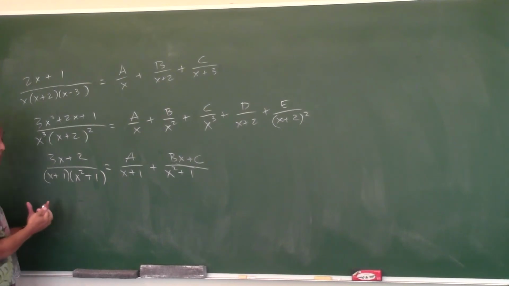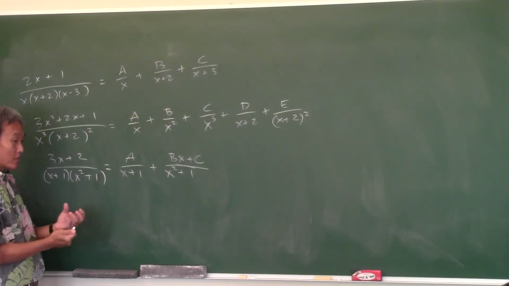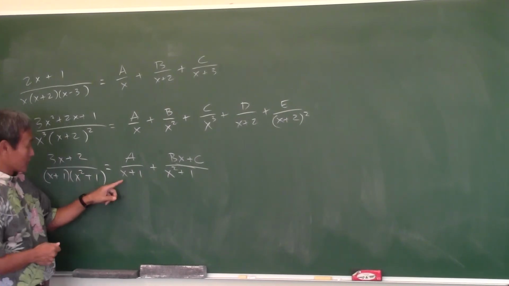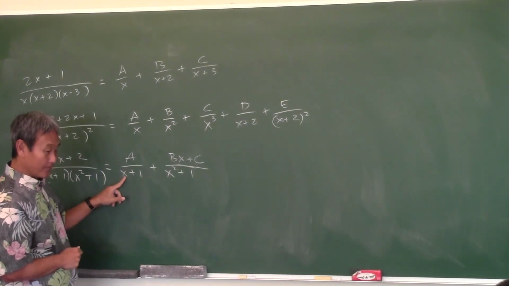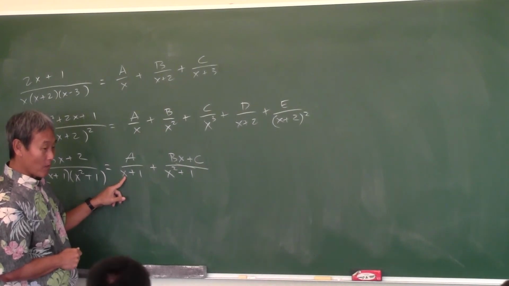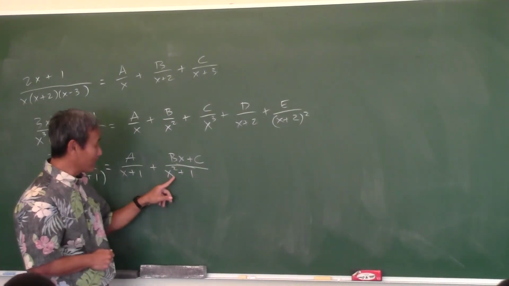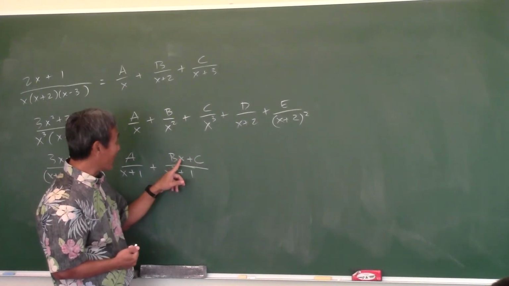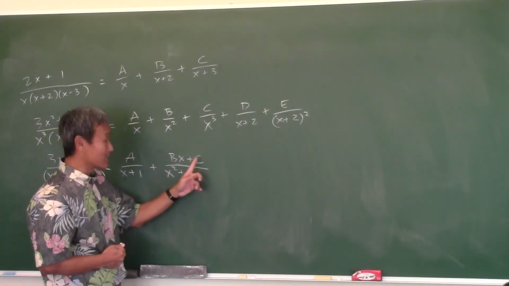That's because partial fractions only works on proper fractions. The degree of the top got to be smaller than the bottom. So what's the degree of the bottom here? 1. What's smaller than 1? 0. What's the degree of the denominator here? 2. What's smaller than 2? 1 and 0. Not just 0.